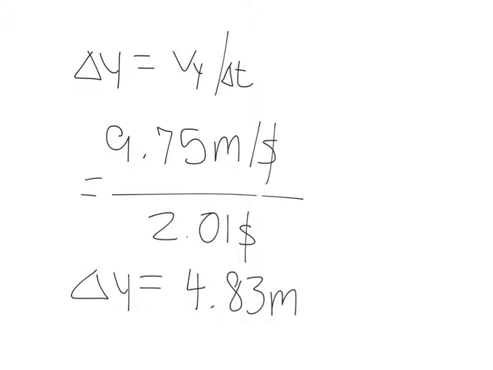So now that we have Vy, we can find delta y, or how high above the thrower the ball traveled. The equation we use is delta y equals Vy over delta t. So we plug in the numbers, 9.7 meters per second over 2.01 seconds, and delta y turns out to be 4.83 meters, which answers the question, how high above the thrower did the ball travel?